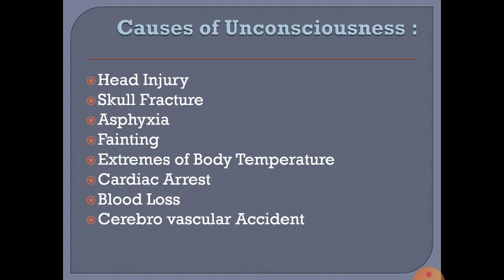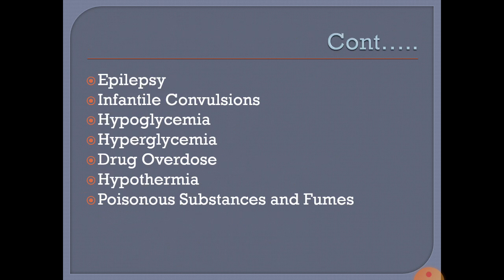So let's see what are the causes of unconsciousness. Causes may be head injury, skull fracture, asphyxia, fainting, extremes of body temperature, cardiac arrest, blood loss by any means, cerebrovascular accident or stroke, epilepsy, infantile convulsions, hypoglycemia, hyperglycemia, drug overdose, hypothermia, poisonous substances and fumes. So these are a few causes. Now let's proceed with the care.